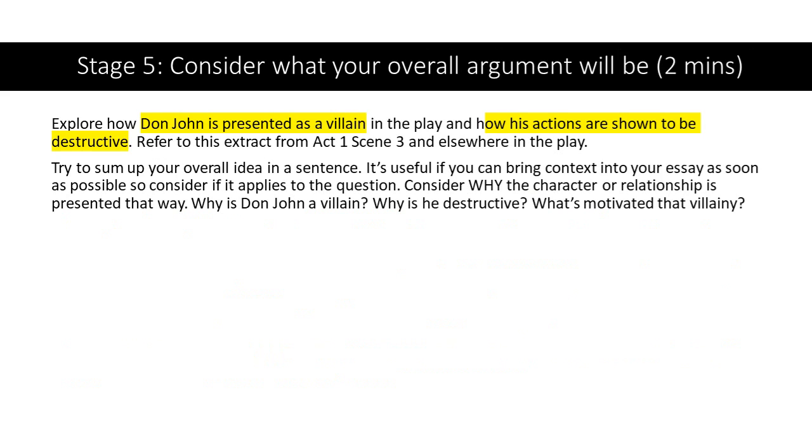Step 5. Consider what your overall argument will be. So try to sum up your overall idea in a sentence. It's useful if you can bring context into your essay as soon as possible to consider if it applies to the question. Consider why the character or relationship is presented that way. Why is Don John a villain? Why is he destructive? What's motivated that villainy? Pause the video for 2 minutes to write down your overall argument.